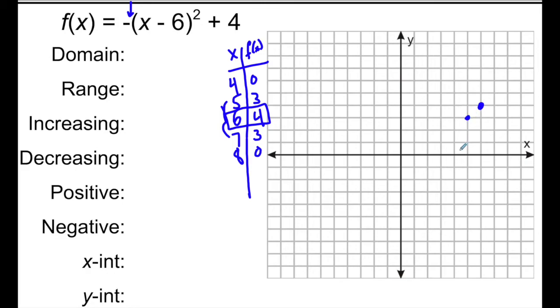So I'll go ahead and I'll add my points. I'm not the best artist, so I happen to know that I've got these points right here. So I connect.